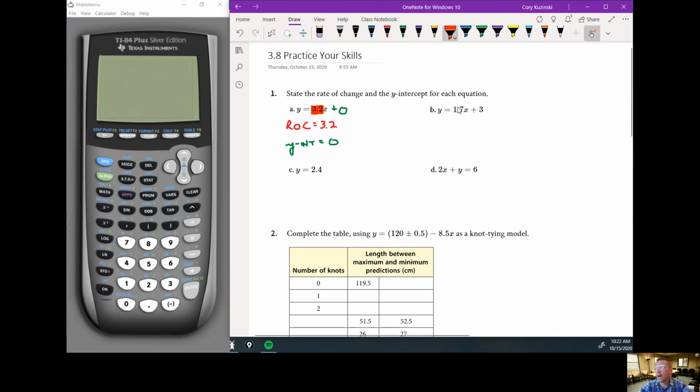All right. On B, there's our rate of change, the coefficient of x. So rate of change is 1.7. And our y-intercept is that value right there, that 3. So y-intercept equals 3.